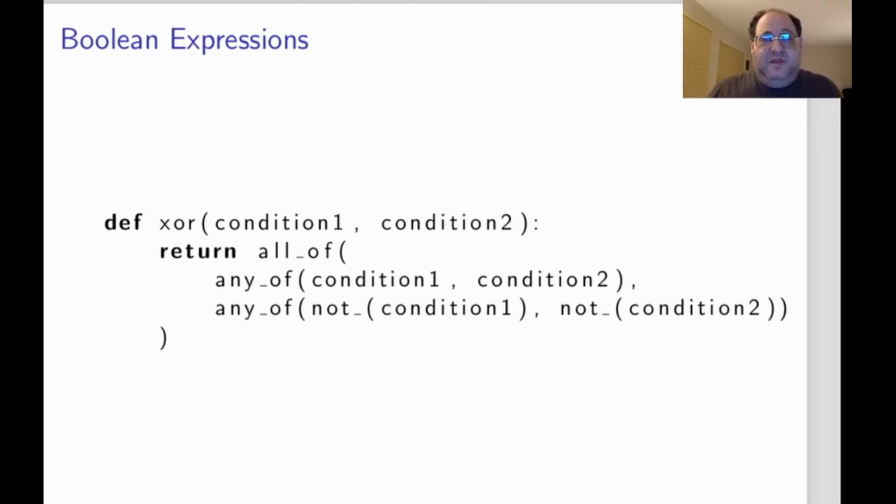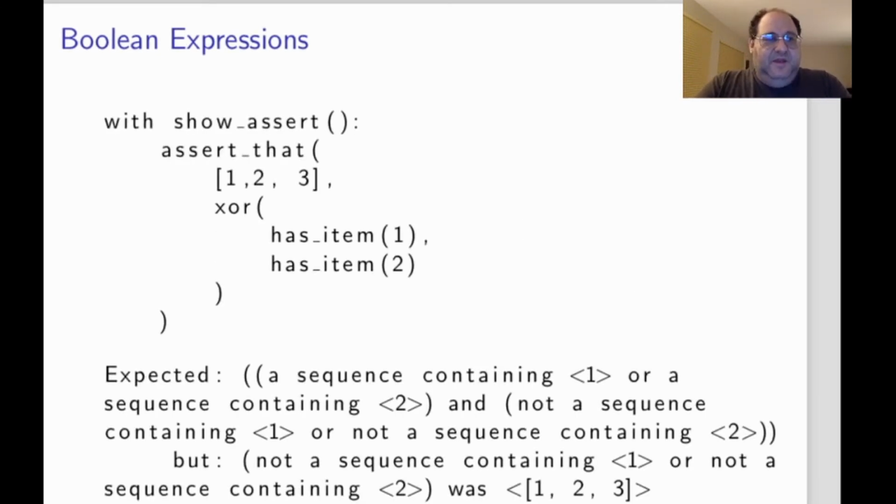So I just say that of condition 1 and condition 2, one of them has to be true, and one of them has to be false. And I can just compose it with not. So I literally have the ability to write really, really complicated Boolean expressions. This is just a fun example. And I can say assert that 1, 2, 3, exclusive OR has item 1, has item 2.